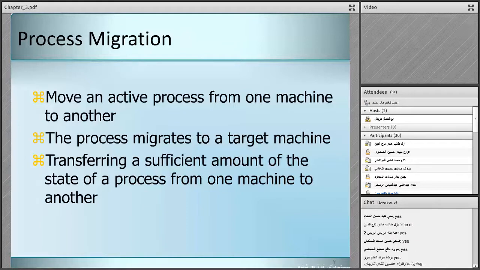Good. So please give me some reasons why do we want to migrate a process? Why do we want to transfer a process from one machine to another machine? Why? Give me some reasons. You can translate my question for your friends.